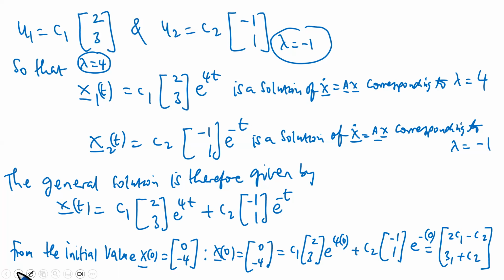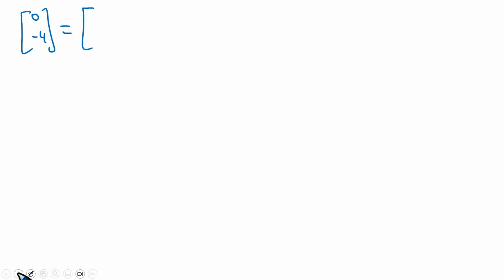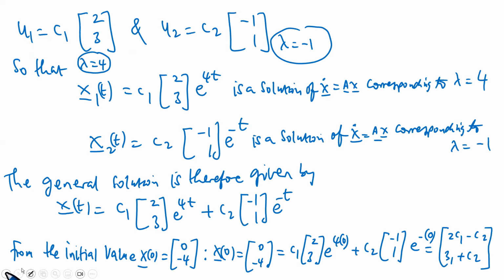So we have 0 and minus 4 is equal to 2c1 minus c2. Okay, here I need to write clearly. This one is like 3c1. So we have 3c1 plus c2.